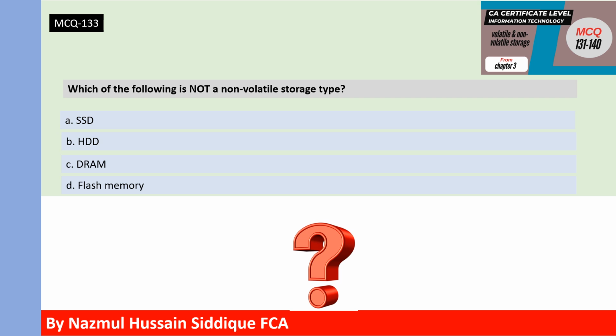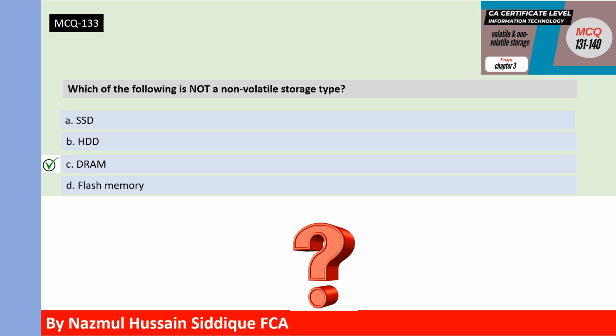Option A, SSD. SSD is non-volatile. HDD is also non-volatile. Flash memory is also a non-volatile storage device, but DRAM is volatile storage. So the correct answer here will be DRAM. Dynamic random access memory is not a non-volatile storage type. It is a volatile storage type, so the correct answer is C.